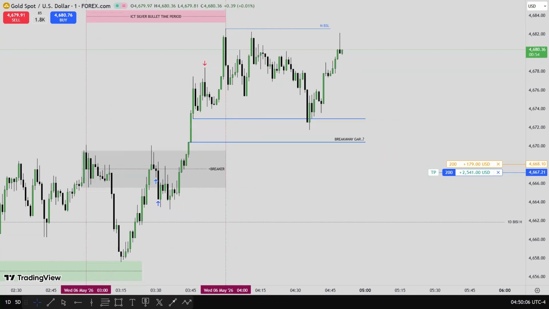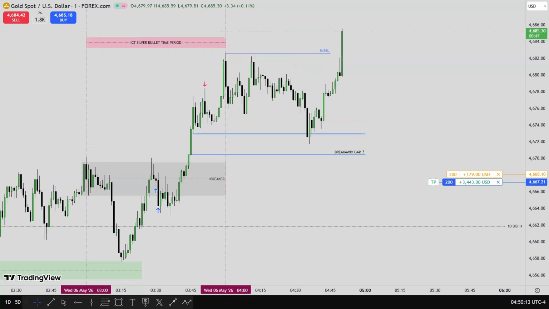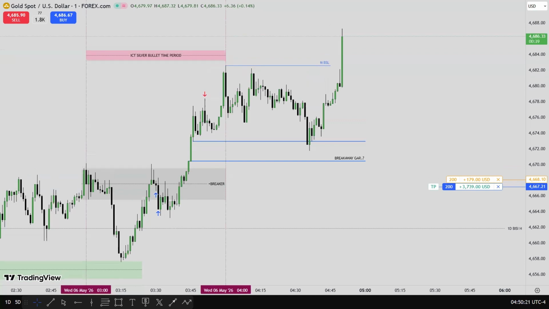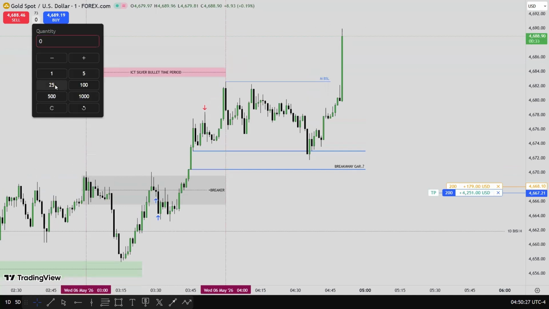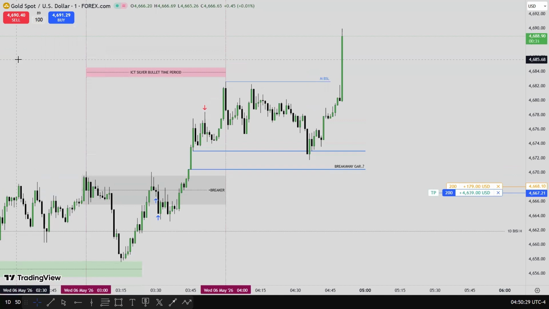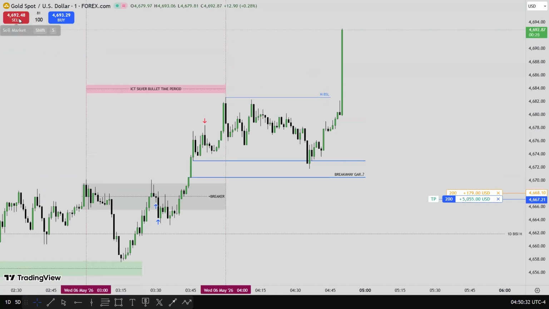All right, let's talk about our first ICT silver bullet setup and the time at which it forms. Now, again, this is a time-based model. That means these things are linked to a specific 60-minute interval or window in time. Every single trading day, this pattern will form. It may not be in the Forex pair that you're trading. It may not be in the futures contract that you're trading. It may not be in the asset that you are specifically looking at, but it does form every single day.